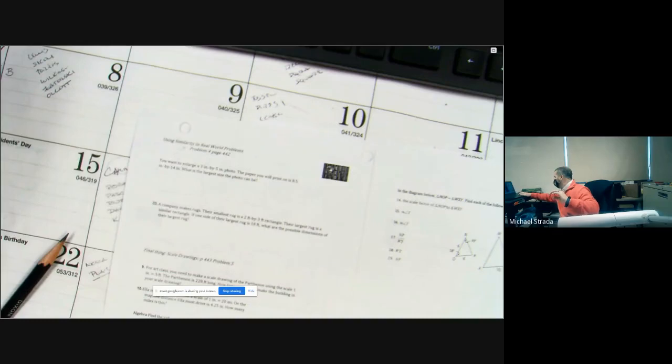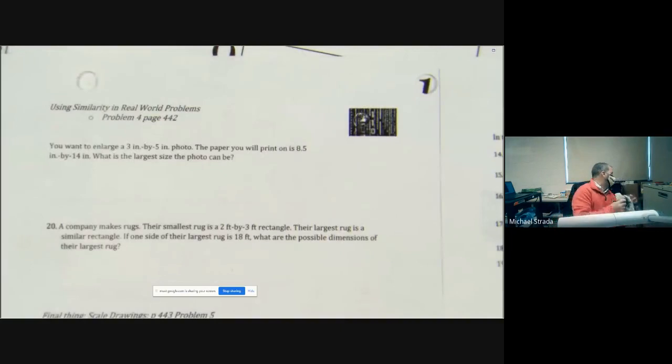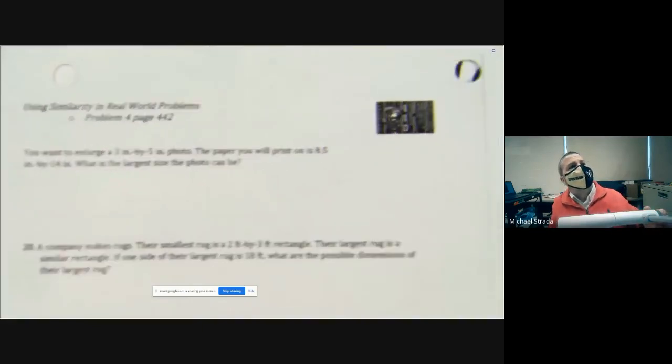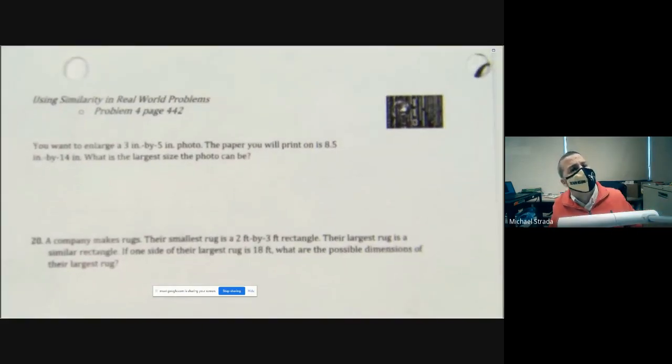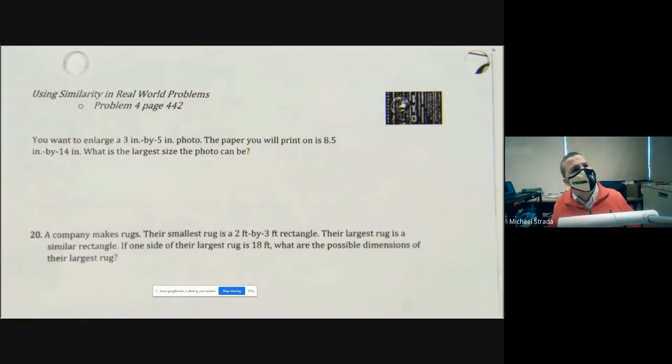All right. So we're on the back of those notes. So we're using similarity in real world problems. And this is going to be a unique situation that normally kids are more successful in, because it's stuff they've been doing all their lives. There are some small little things though. All right, so the first one says you want to enlarge a 3-inch by 5-inch photo. The paper you will print is on 8.5 by 14 inches. What largest size can the photo be?